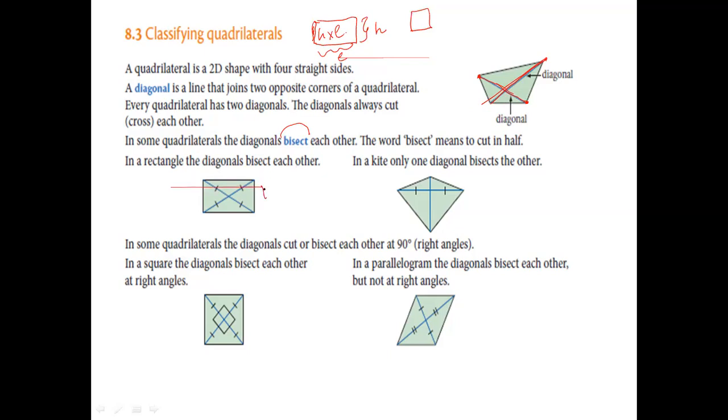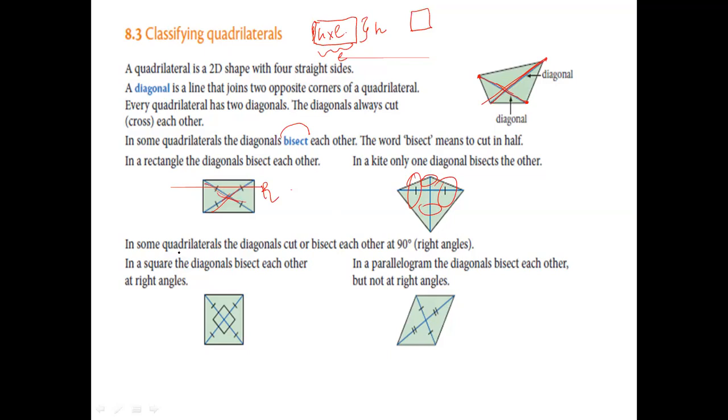It's a rectangle, so it also has two diagonal lines that bisect each other, letter X. And here also, what kind of shape? It's a kite. In a kite, only one diagonal bisects the other, because these two sides are equal to each other, but these two sides are not equal. Am I right? That's why only one diagonal bisects the other.